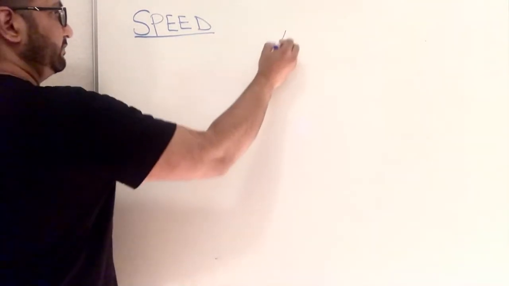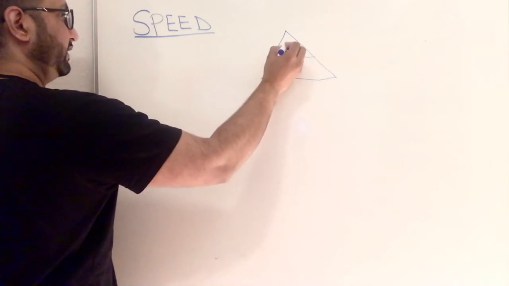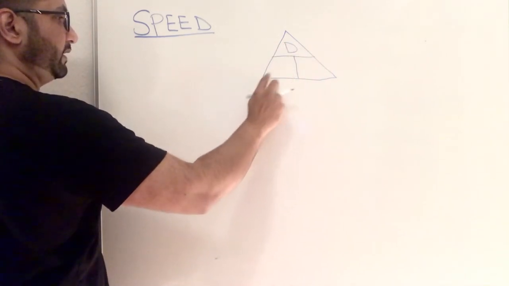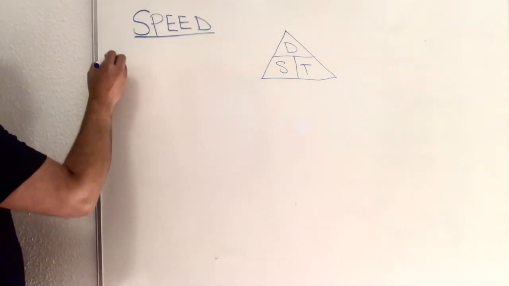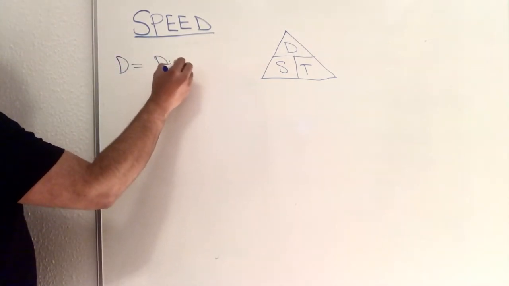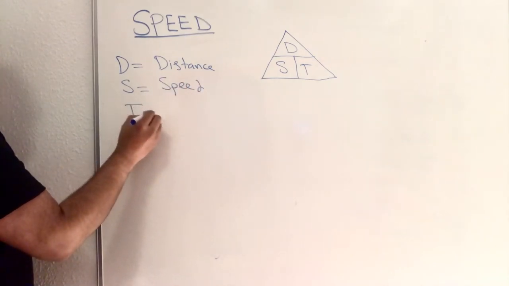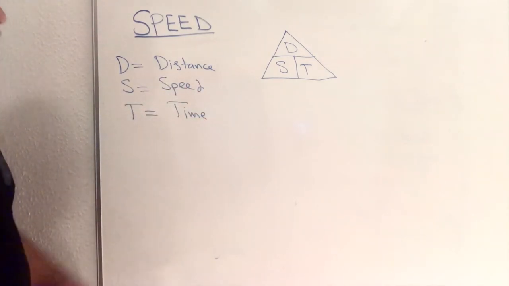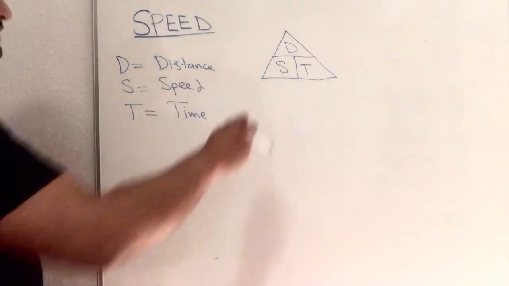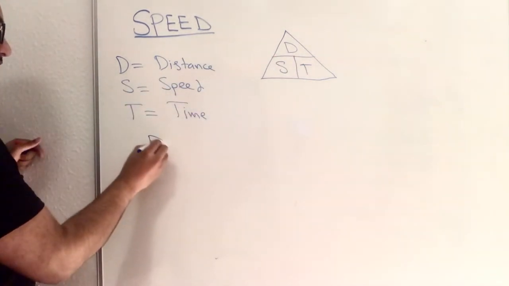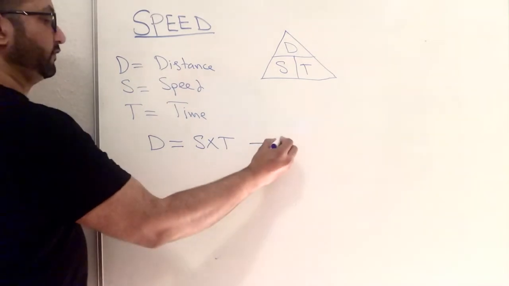So we are using a diagram in a triangle shape. When you are finding distance, you are using speed and time. D stands for distance, S stands for speed, and T stands for time. If you remember these three things in a triangular shape, it is going to be easier. So distance equals speed times time. This is one formula you can work out.